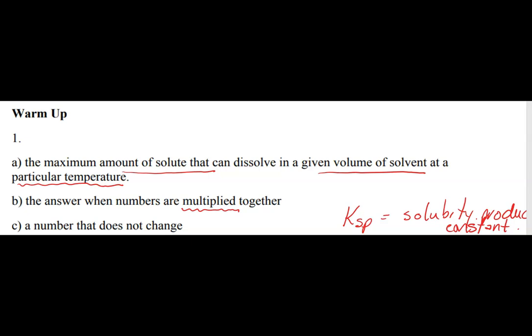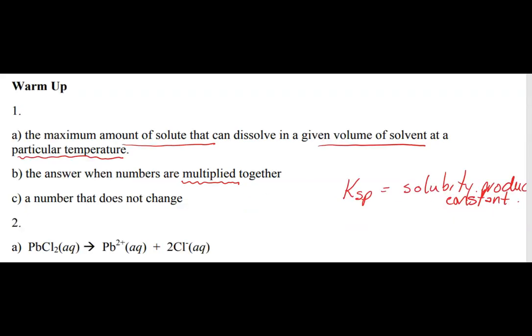So if we look at question number 2, it says write a balanced dissociation equation for lead(II) chloride. So we have to pay close attention to the difference in the terms dissociation and precipitation, right? So with respect to a dissociation equation, we're starting with the compound and it's dissociating into its ions, right? Paying attention to the fact that we get 2 chloride ions when 1 lead chloride dissociates. So that's our dissociation equation.